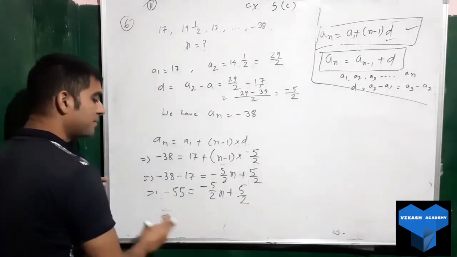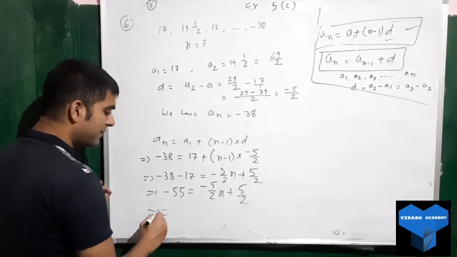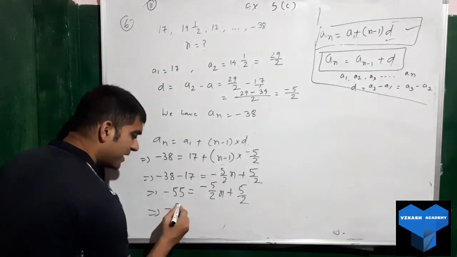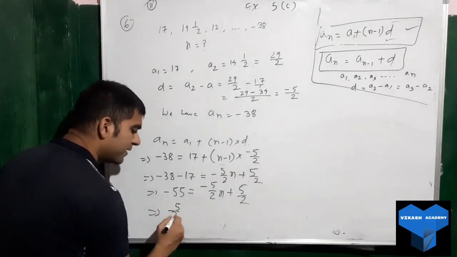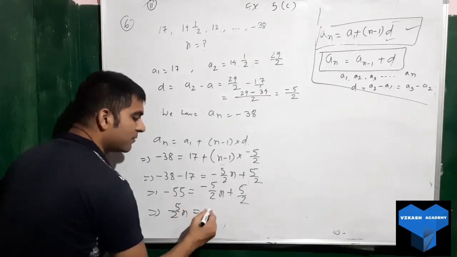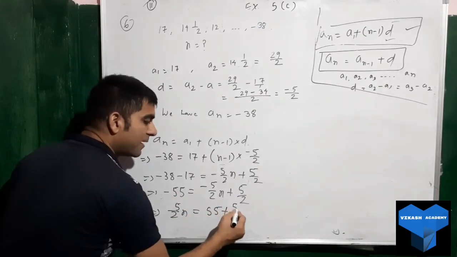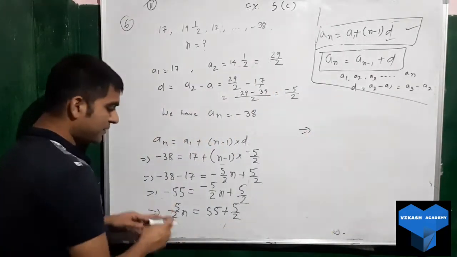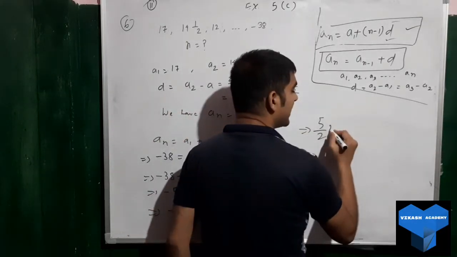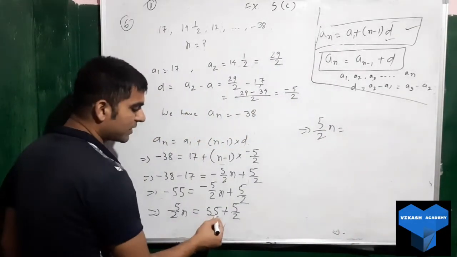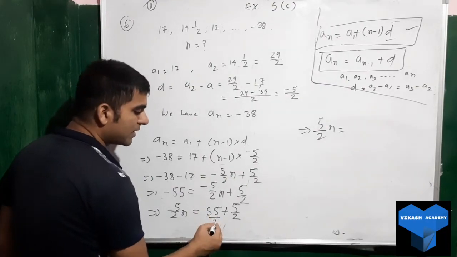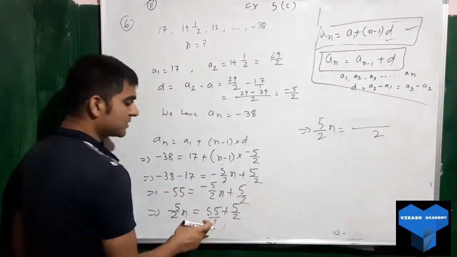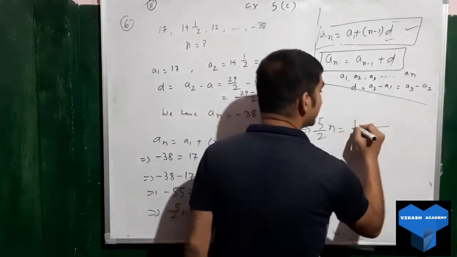Next, bring this number to this side. I will take the n portion to this side, so minus 5 by 2 n becomes plus 5 by 2 n. Taking minus 55 to the other side, it will be plus 55 plus 5 by 2. Same thing we write here: 5 by 2 n. Take the LCM of 1 and 2, which is 2. Then 1 times 2 is 2, so 55 into 2 we will get 110.